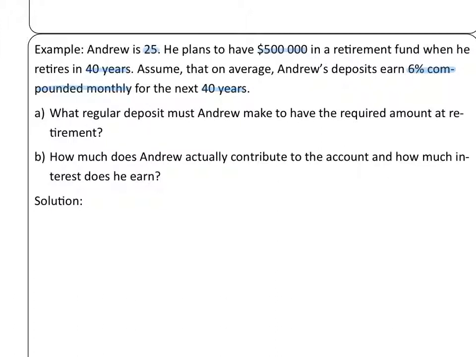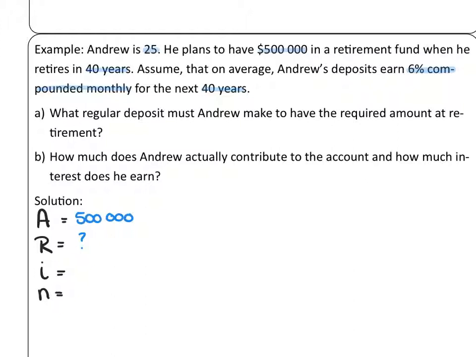Again, for the solution, I like to list everything. So I'm going to do another list and calculate my I and N for the things that I can. So A, in this case, is what we want our future amount to be. They've told us this time, so we want it to be 500,000. R, that's what we're trying to find. How much do we have to deposit? I is our interest, 6% compounded monthly.